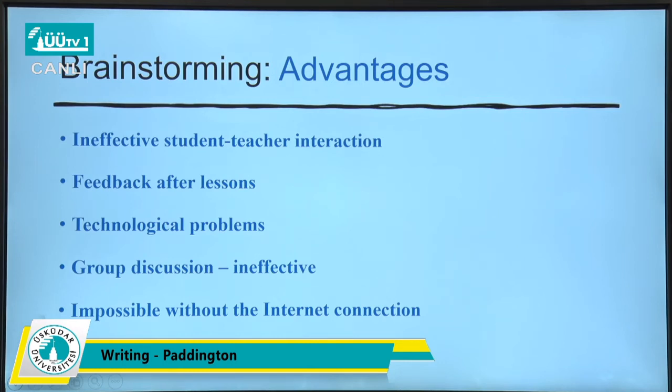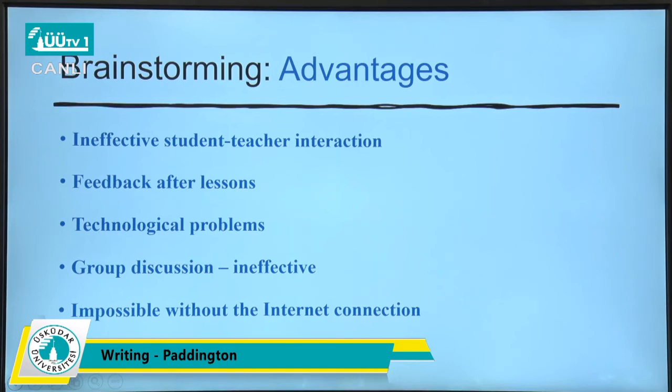Next one is group discussion. Some people believe it's ineffective because in an online virtual classroom environment, some people believe students don't want to participate motivatedly, or they don't want to participate voluntarily. So it's really ineffective maybe sometimes.